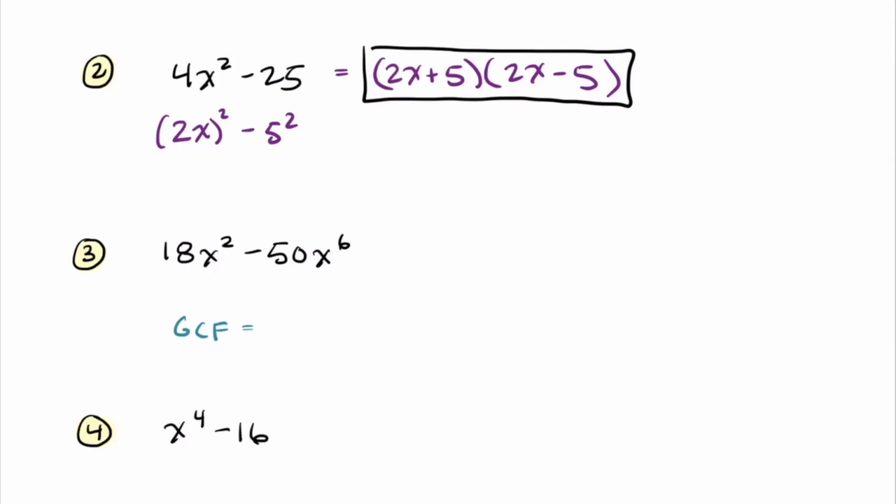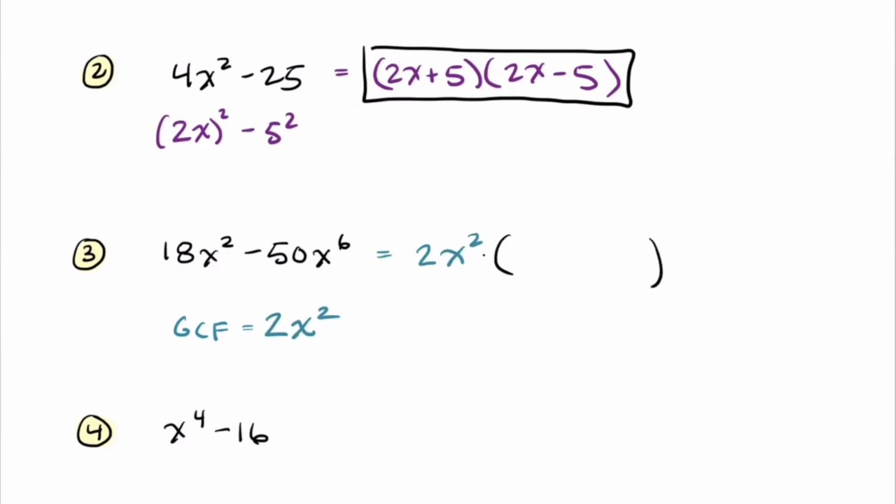So if I divide them by 2, let's just think about that. This would be a 9x squared. 50 divided by 2 is 25x to the 6th. And I don't think 9 and 25 have anything else in common. So a 2, I think, is the biggest thing that goes into each of those. And then each of these terms also has an x in them. And the biggest one that's common to both is x squared. So our GCF is 2x squared. We want to start by taking that out of everything.